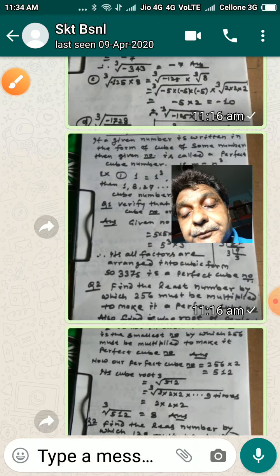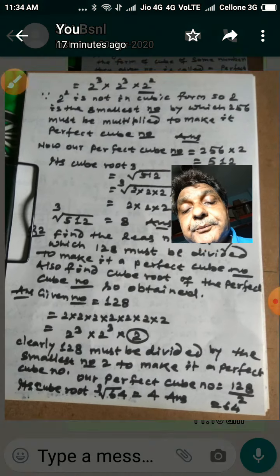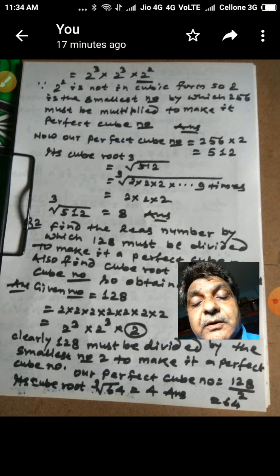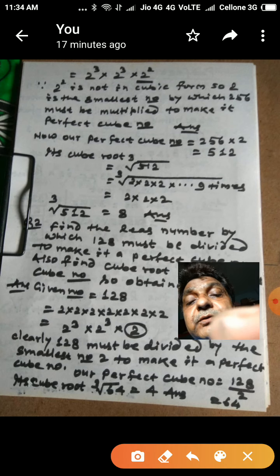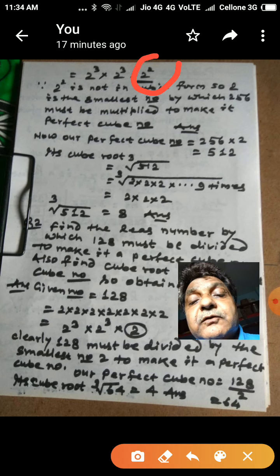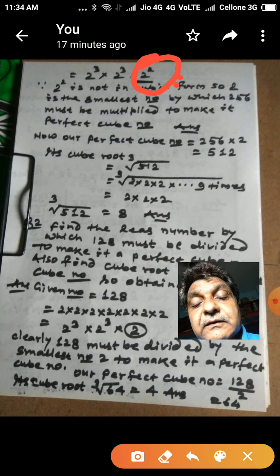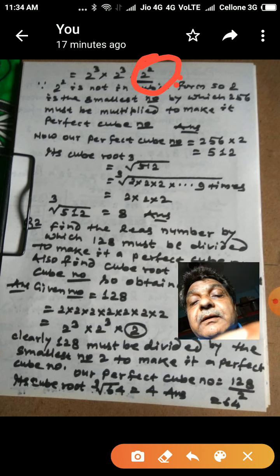Now arranging them into cubic form, we get 2 cube into 2 cube, and then it is 2 square. So you see this one 2 square is not in cubic form. So this indicates that the given number 256 is presently not a perfect cube, because if it is a perfect cube then all its factors should be in cubic form, and you are viewing that two parts are well in cubic form but one part comes in 2 power.